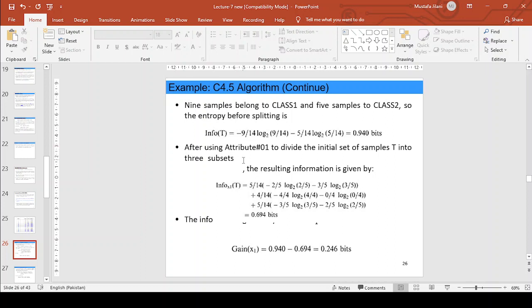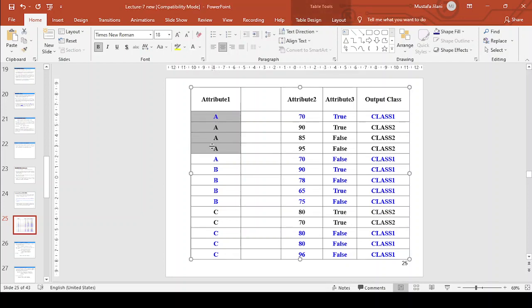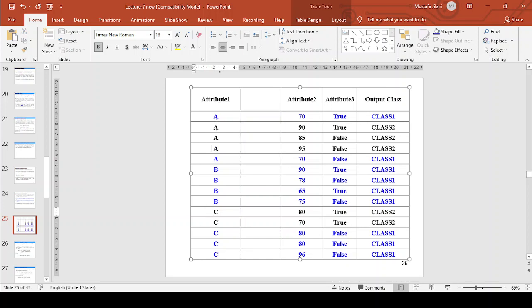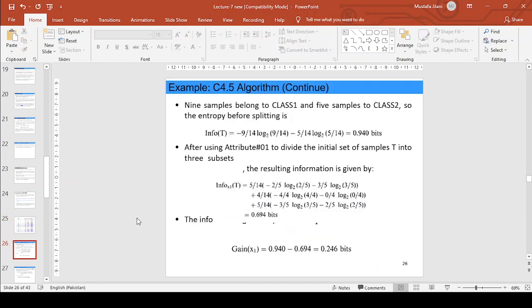Suppose we use attribute 1. How many different categories are here? We have A, we have B, we have C. So attribute 1 has 3 categories. If it is A, 1 2 3 4 5; B, 1 2 3 4; C, 1 2 3 4 5. If I go down, A is 5, B is 4, C is 5: the number of samples in A, B and C.